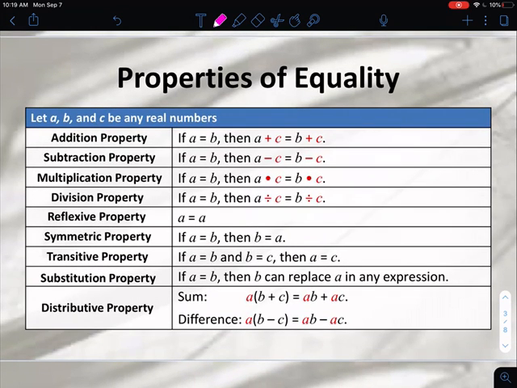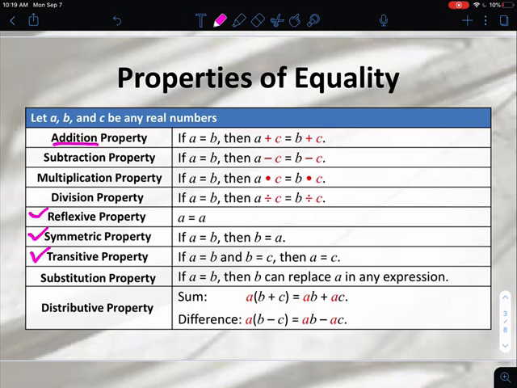Next thing, properties of equality. So this leads us into our algebraic reasoning. These are all properties that you have seen before. There might be a couple of new ones here in the reflexive, symmetric, and transitive, but everything else is something you have done in your algebra classes in the past.